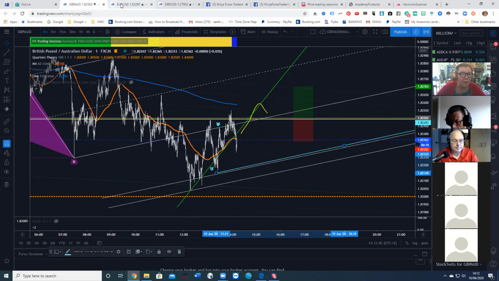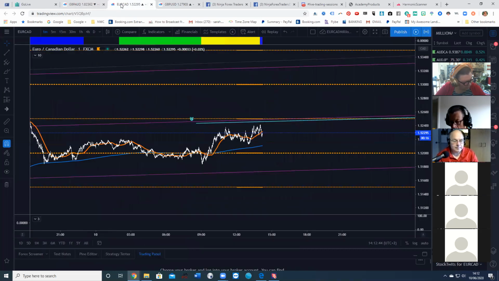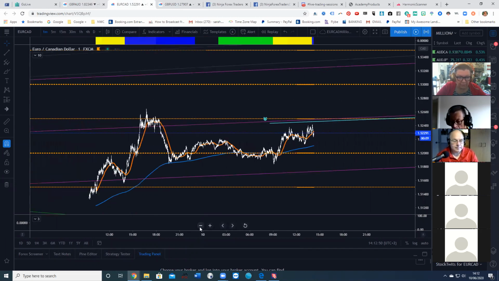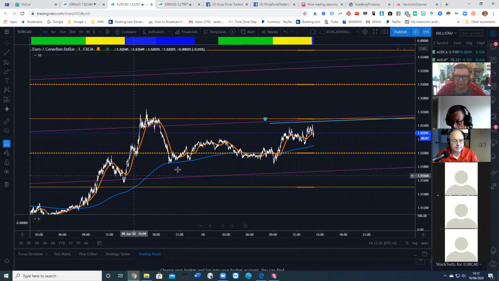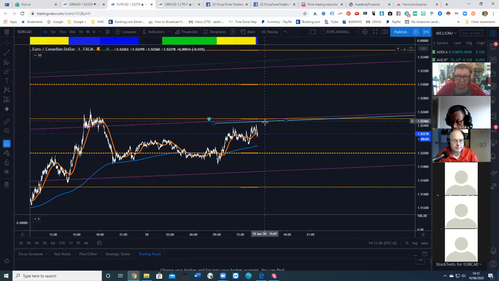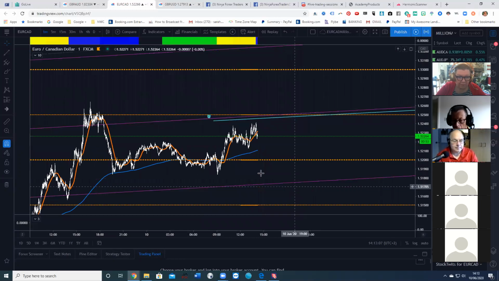So that's GA. EuroCAD. I have checked Forex Factory. I've only got USD news all afternoon. So I had this marked up here because there's a pitchfork and a quarter theory. The orange, the 62, is saying buy, although it's slipped back through. And there is an upward trend. There are higher lows forming.